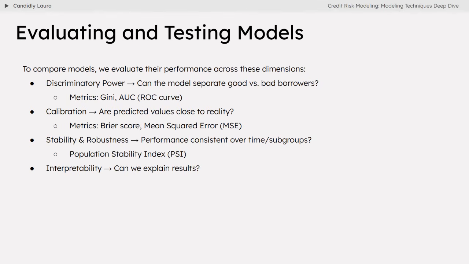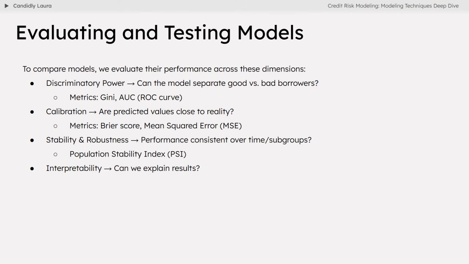To compare models, we evaluate their performance across several dimensions. 1. Discriminatory power. Can the model separate good and bad borrowers? Common metrics here include Gini coefficient and area under the ROC curve, also known as AUC. 2. Calibration. Are the predicted probabilities or values close to the actual outcomes? A model with good calibration doesn't just rank risks well, it also gets the levels right. Calibration metrics include the Brier score for probabilities, or more generally, mean squared error.